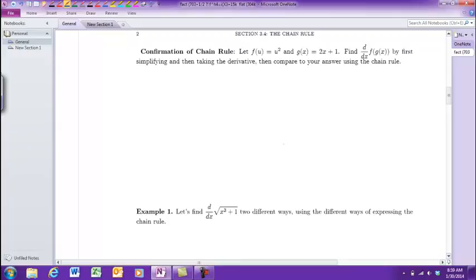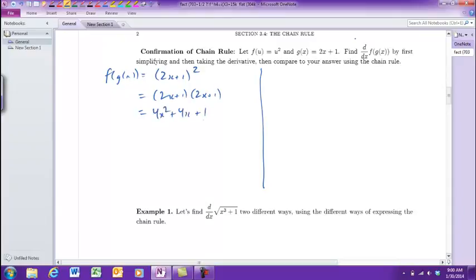So suppose f of u equals u squared and g of x equals 2x plus 1. If we wanted to find the derivative of f of g of x, we could do it two ways. First, we could figure that f of g of x is equal to 2x plus 1 squared, because I'm taking this 2x plus 1 and I'm putting it inside here in place of the u, and that gives me that squared. And I can square this out. That's 2x plus 1 times 2x plus 1. I could do the product rule on this, or I could just multiply it out. 4x squared plus 4x plus 1.